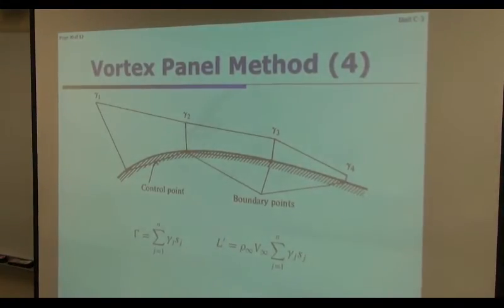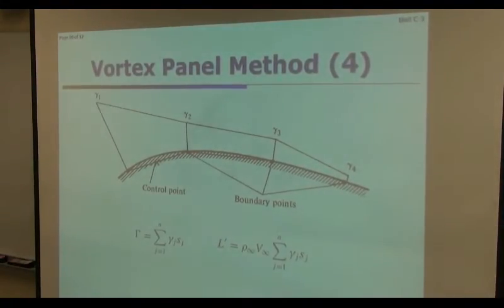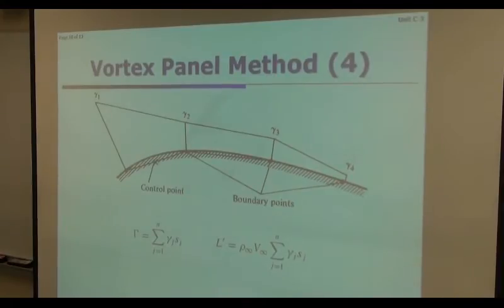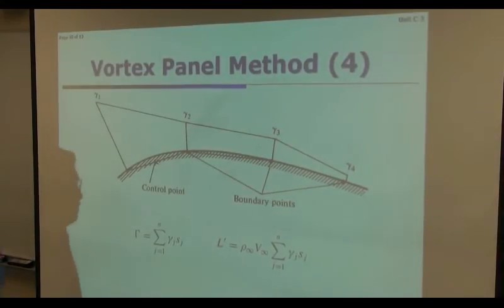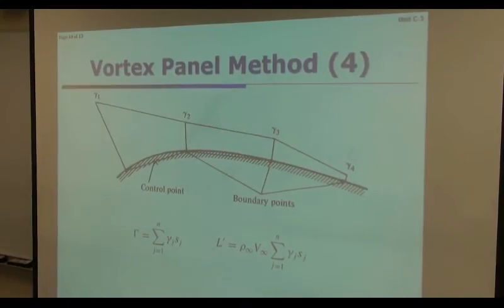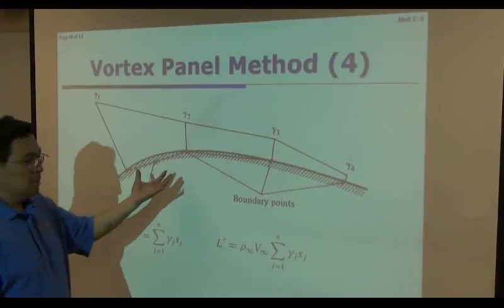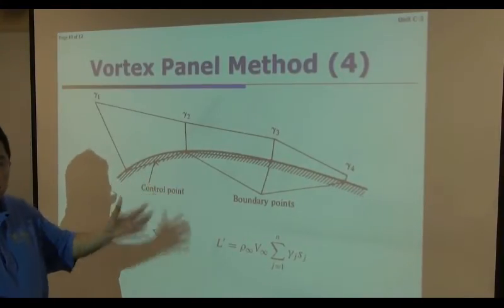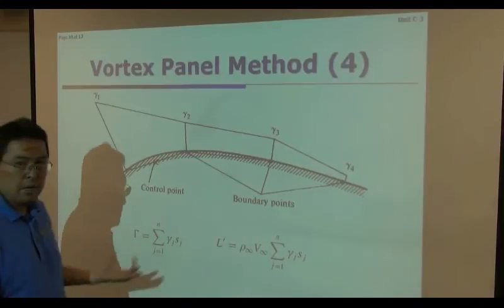This is going to complicate the code, so the code structure is more difficult. However, if you can only afford to use a small number of panels, such as 10, 20, 30, this is going to provide you fairly accurate results, even though you're using a small number of panels.